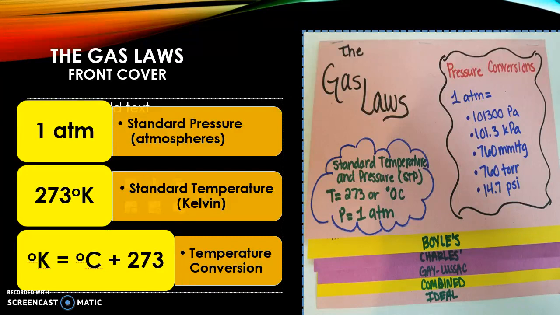On the front cover, there are pieces of information that you must know. First of all, there is something called standard pressure, and that standard pressure is 1 atmosphere. We can write that on the front cover of our gas law foldable so you can readily look at it. We also have something called standard temperature, which is 273 degrees Kelvin. I know you've probably heard of degrees Celsius, but degrees Kelvin is also a type of temperature. To convert from Celsius to Kelvin is easy. All you have to do is add 273, as these 3 points tell you.